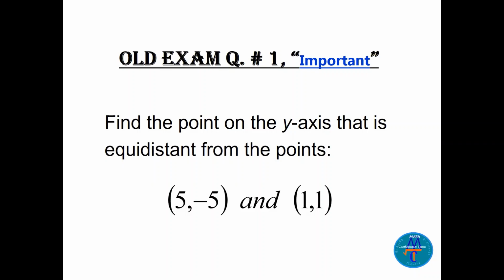I hope you have tried these questions actually, or you can try it now if you have some time. Any question, you can pause the video and try it, and then you can check the detailed solution on the next slide. Find the point on the y-axis that is equidistant from the points (5, -5) and (1, 1). Well, the question looks ugly.